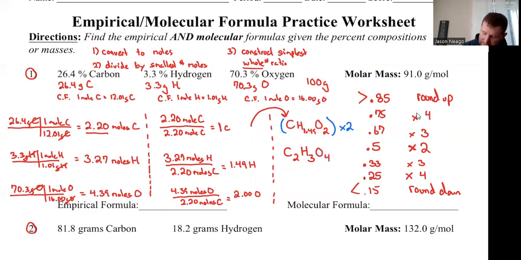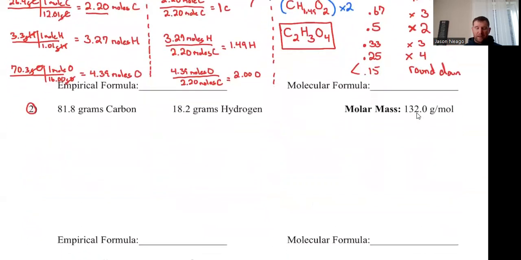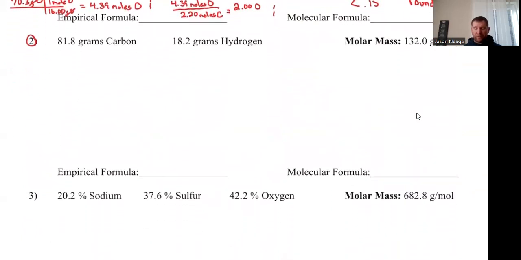Notice, can I simplify this? Can I divide any of these subscripts by a single number other than 1? No. So this is my simplest formula. So this is my empirical formula. Right, so a lot of work, right? So let's look at question number 2. Question number 2 is a little bit easier.